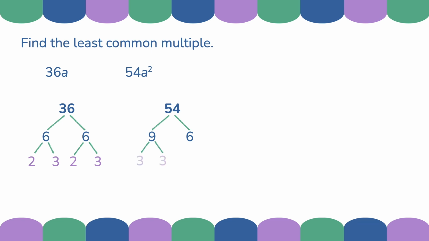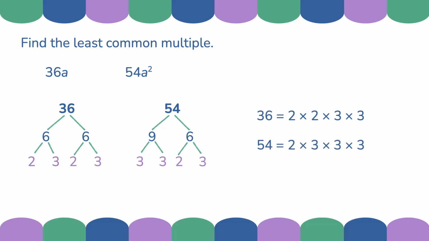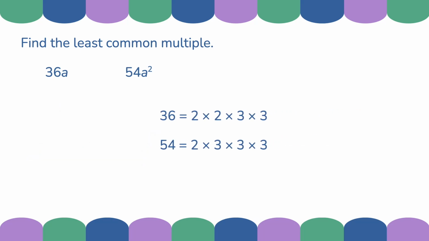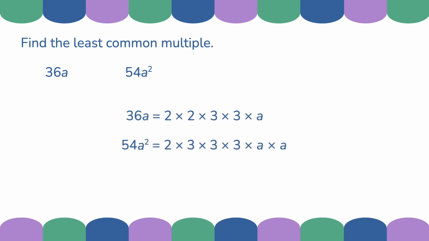9 has factors of 3 and 3. 6 has factors of 2 and 3. 36 as a product of its prime factors is 2 times 2 times 3 times 3, and 54 as a product of its prime factors is 2 times 3 times 3 times 3. But remember, we're working with monomials, not just numbers. So let's not forget about their variables. 36a has a factor of a in its factorization, and 54a squared has 2 factors of a.